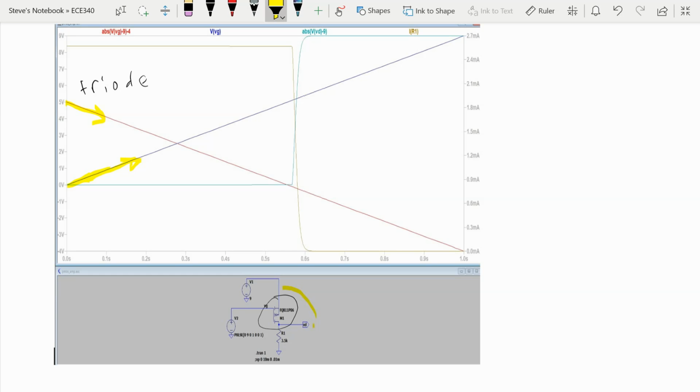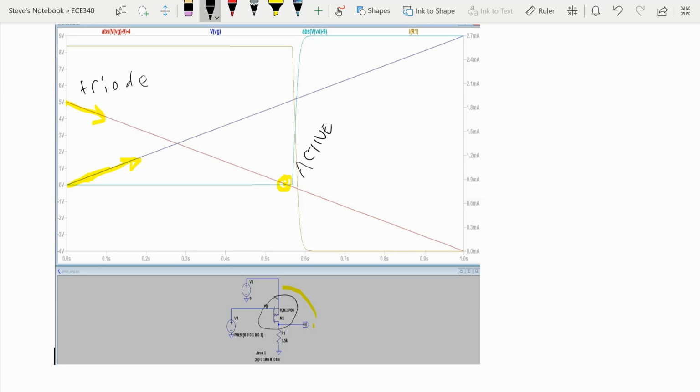And then eventually you see we get to this point right here. And in this point right here, you can see that my gate to source minus my threshold is about the same as my drain to source voltage. So this is where we are transitioning from triode into active. So in this region right here, we're in active.